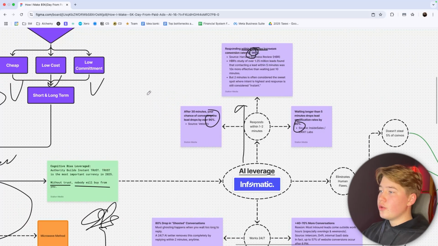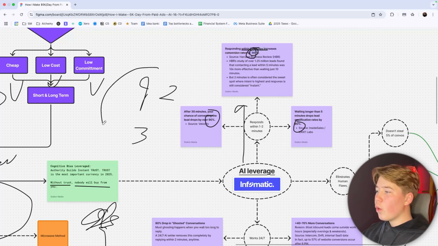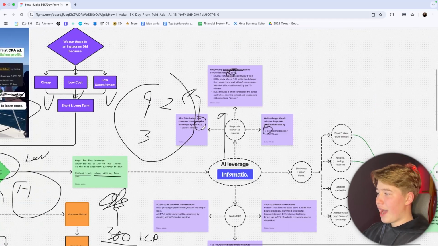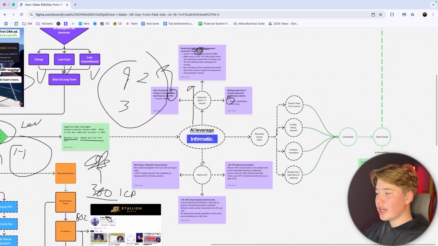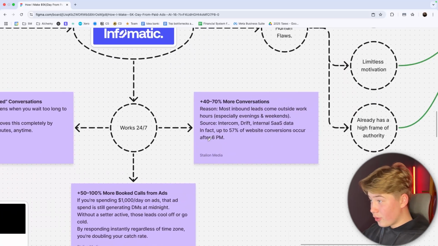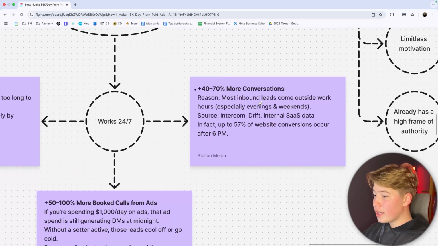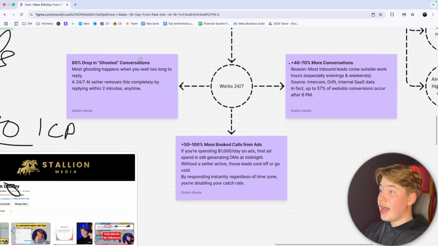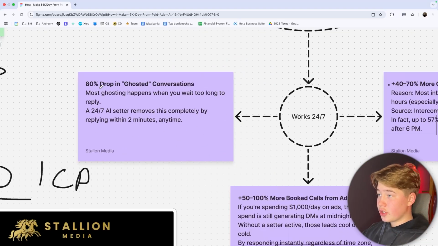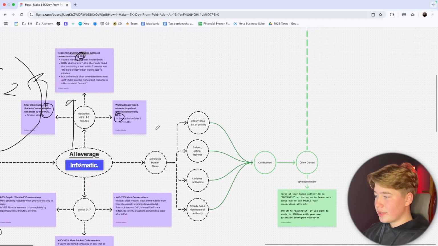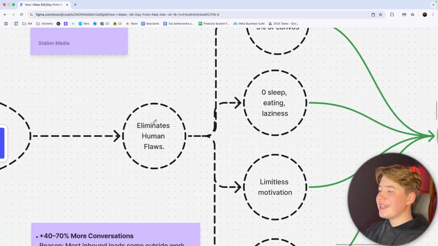Imagine having a setter who sleeps 9 hours, eats for 2, scrolls on social media for 3. Imagine all these hours where people are just getting cold. Imagine the percentage that you're losing by having a human setter. Once again, I'm not trying to pitch you, I'm just trying to outline. Any smart business owner will see how important it is to have an AI setter that works 24/7, giving you 40 to 70% more conversions, allowing you to book 50 to 100% more calls from ads, and also an 80% drop in ghosted conversations, because the AI will follow up with people who don't reply, and you can set the exact follow-up sequence.